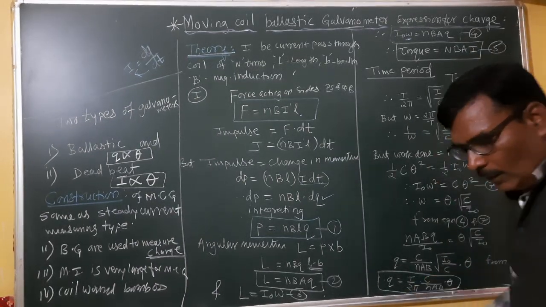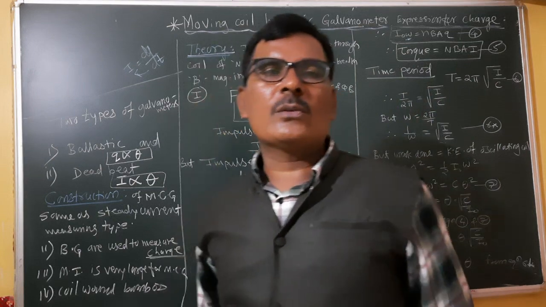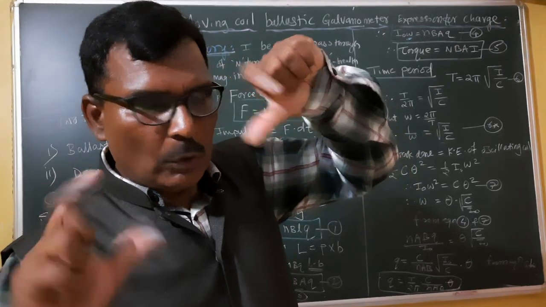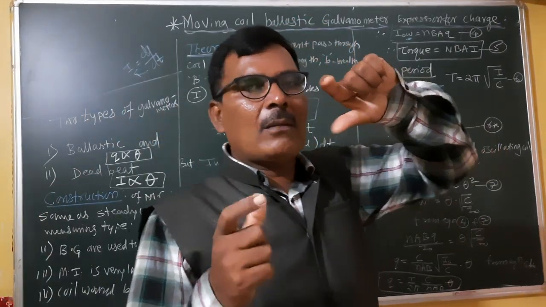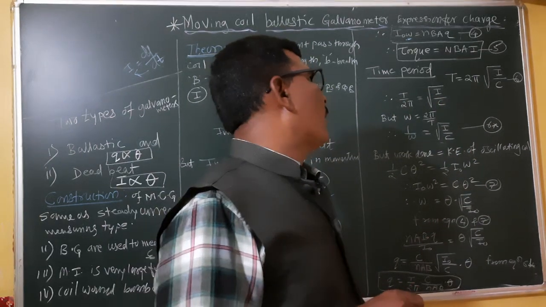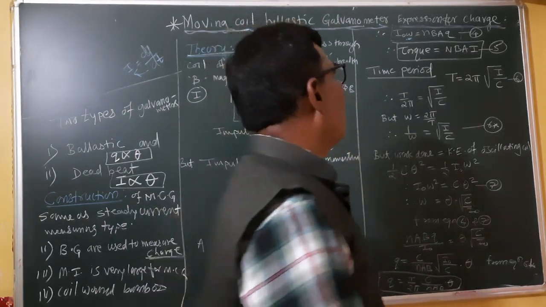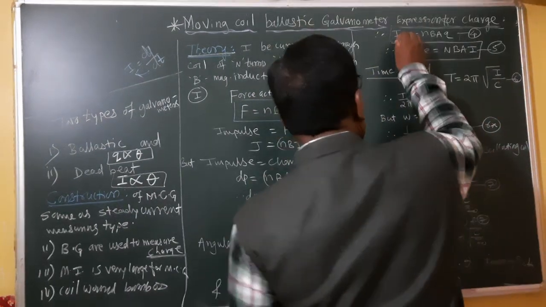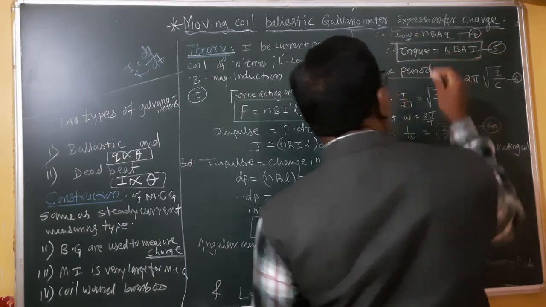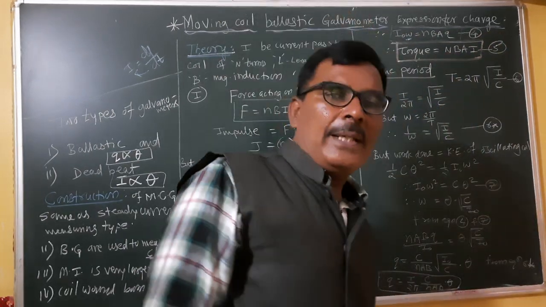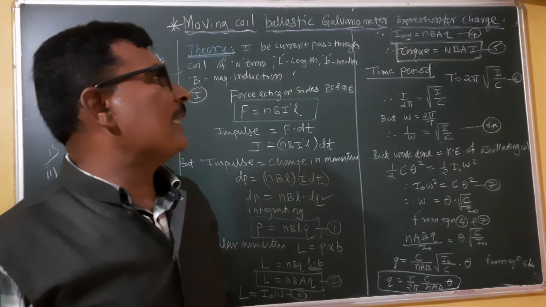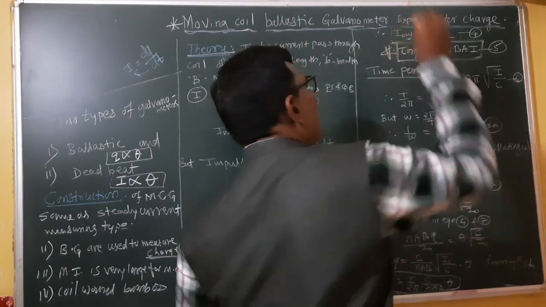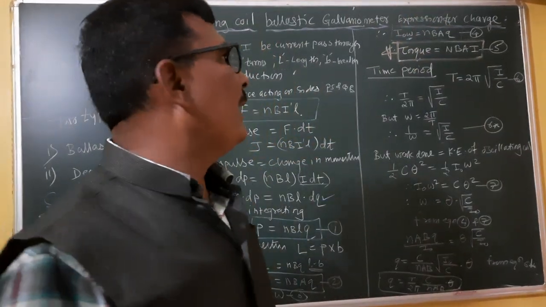And then torque is nothing but, tau is equal to I into alpha, which is one of the formulas. But when the coil is rotating, at that time the twist is formed in the coil. So the restoring torque acting on the coil is given by the formula. Sometimes a multiple choice question may be asked on that: what is the torque acting on the rotating coil? The torque acting on the rotating coil, we have to remember, is tau is equal to NBA into I. N is the number of turns, B is the magnetic induction, A is the area, and I is the current. Remember the formula for torque for multiple choice. Torque is equal to NBA into I.